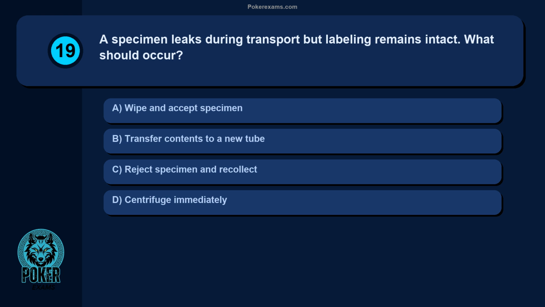Question 19. A specimen leaks during transport but labeling remains intact. What should occur? Wipe and accept specimen. Transfer contents to a new tube. Reject specimen and recollect. Centrifuge immediately.